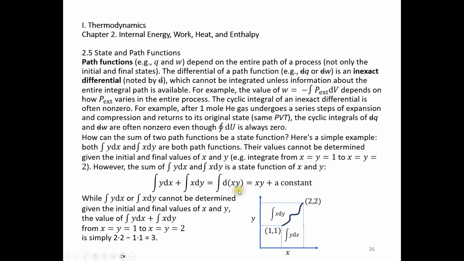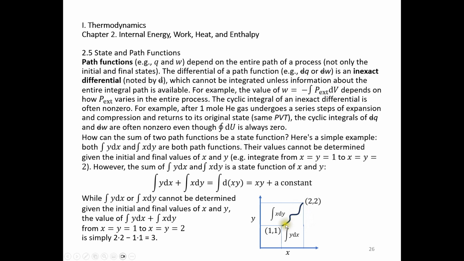This is based on a rule, the product rule in calculus. d(xy) is y dx plus x dy. Therefore, the sum is simply the integral of d(xy), which is simply xy plus a constant. Now, if we have the initial values and final values of x and y, we should be able to get the value of the integral. It's simply 2 times 2 minus 1 times 1. We get 3. Now let's look at a graph.